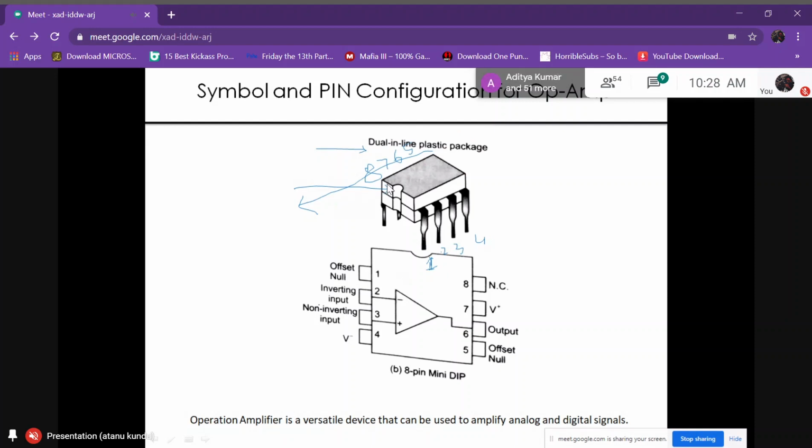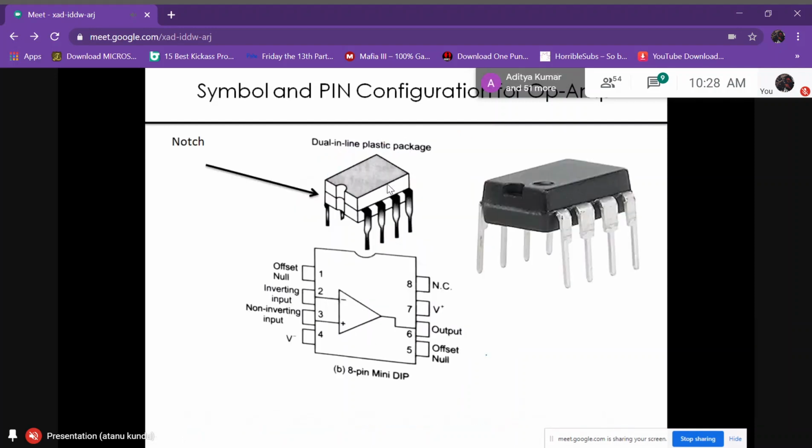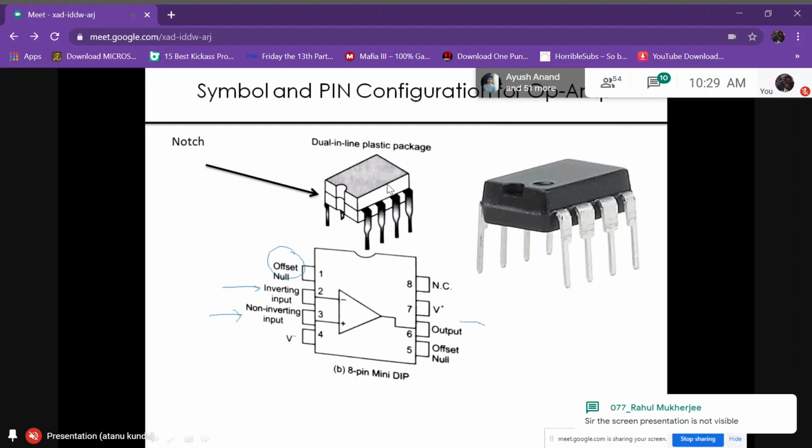Clear? And what are the names of the pins? Pin number 1 is called the offset null pin. We'll discuss this. What is basically an op-amp? So far we have seen that 2 input terminals are there. One is called the inverting terminal, or negative terminal, which we denote with a negative sign, because whatever signal you apply here, it will invert that signal. The polarity of that signal will change. And pin number 3 is the non-inverting input terminal. And pin number 6 is the output terminal. We have already learned about these 3 pins.